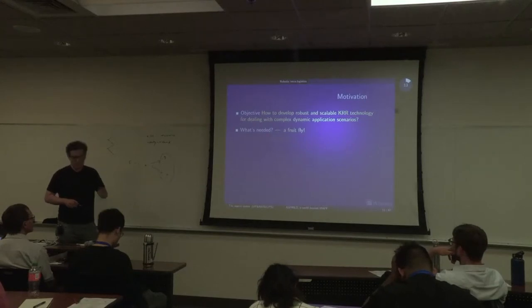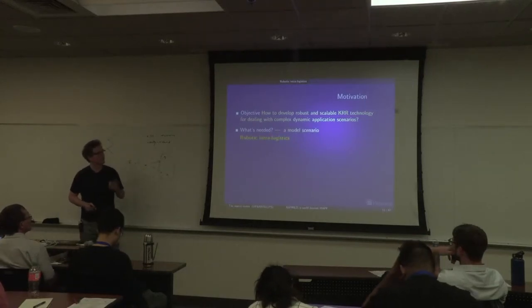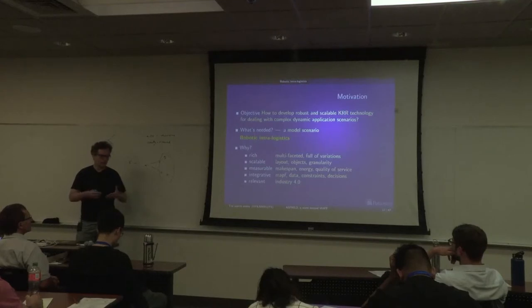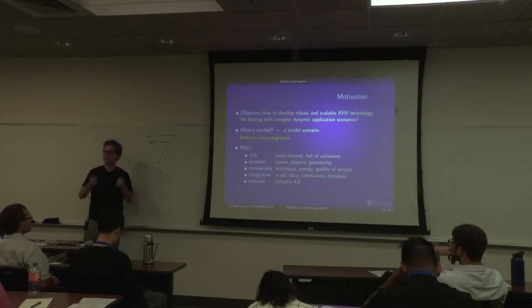And our personal interest, of course, is in KR, right? So what we needed was this fruit fly, and the idea was, okay, let's take robotic intralogistics as such a model scenario, because it has all these facets that you can use and extend. That's why I will mention this a couple of times here. We have this publicly available as open source on Git, and you're all free to use it, to extend it, and so on and so forth.